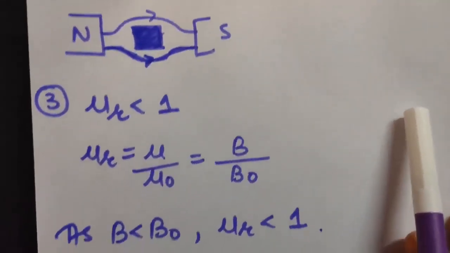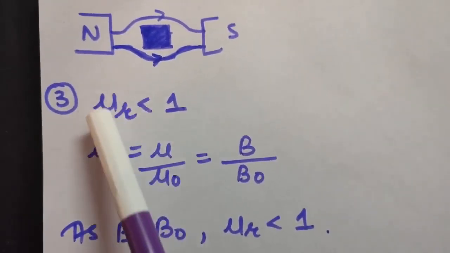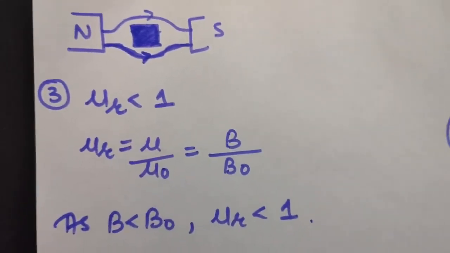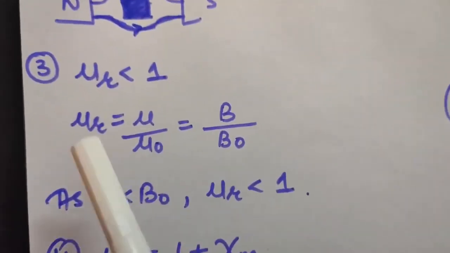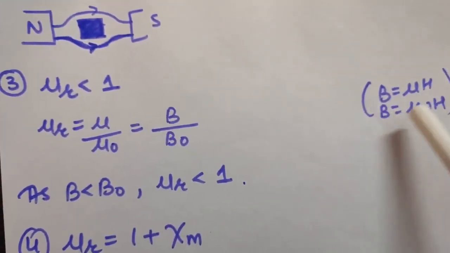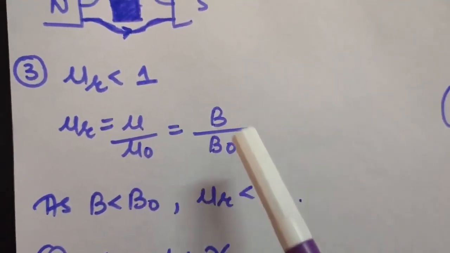Okay, so the third property is magnetic permeability, relative magnetic permeability, that is mu r, is less than 1 for diamagnetic substances. So how we can prove it? Now you know mu r is mu upon mu naught, and you also know B is equals to mu h and B naught is equals to mu naught h. So from here you can write down mu upon mu naught to be B upon B naught.